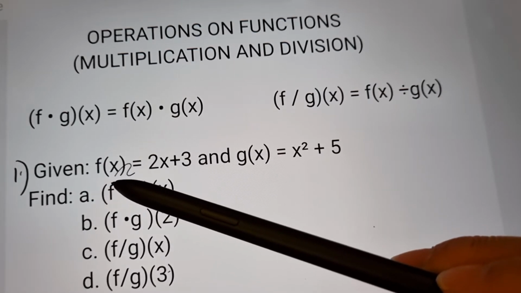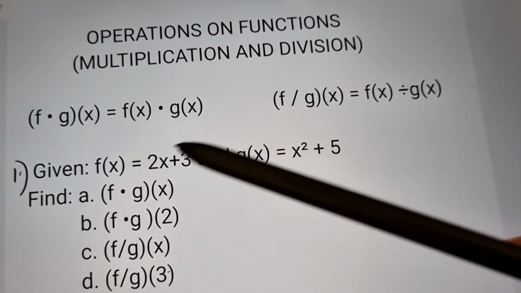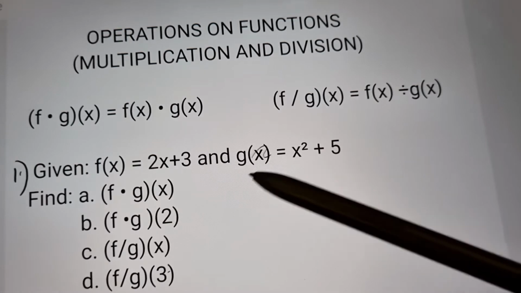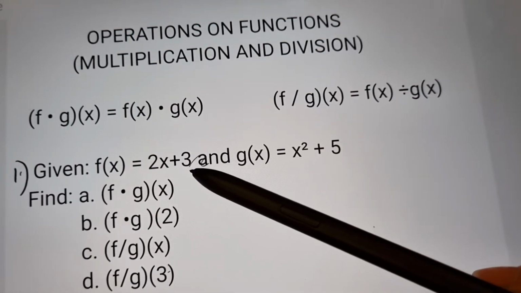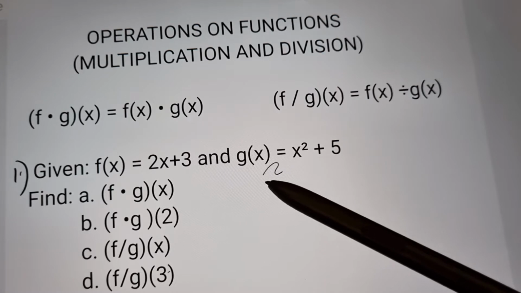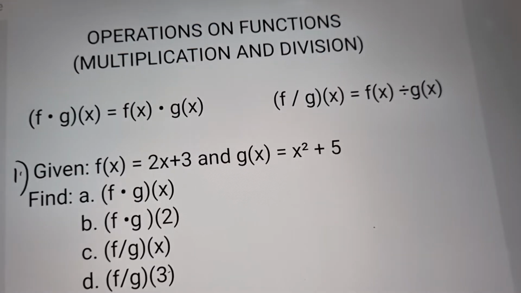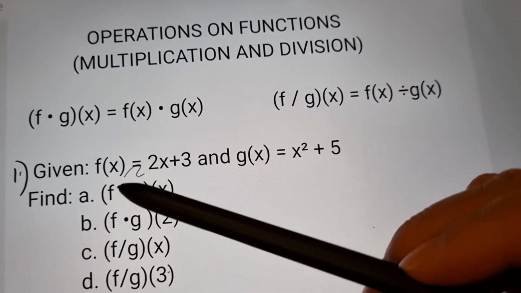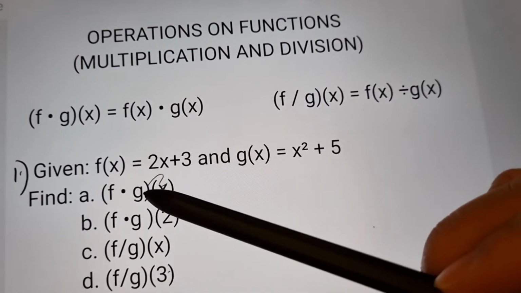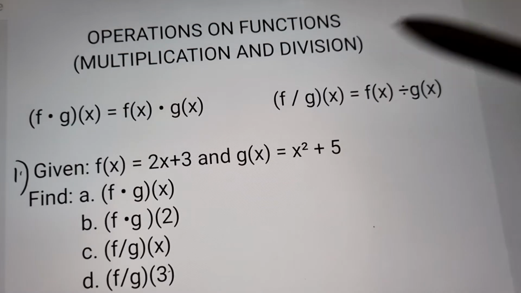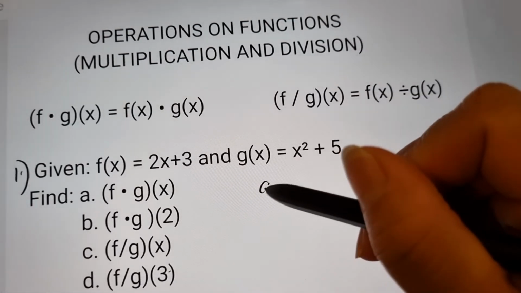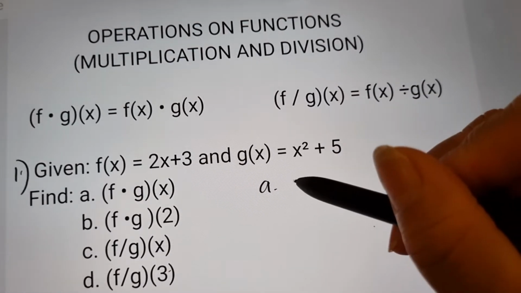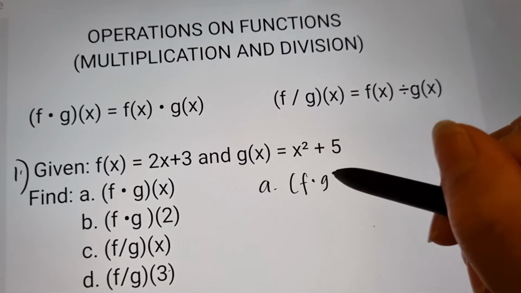Ang given natin, first function natin is f of x, and the second function is g of x. So, ang f of x natin, that is equal to 2x plus 3, and yung g of x naman is x squared plus 5. Now, first, we're going to solve or find or evaluate f times g of x. So, now we are going to have letter A. So, we have f times g of x.